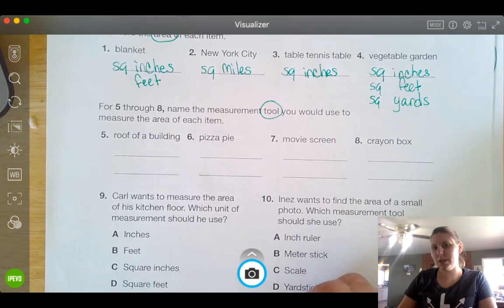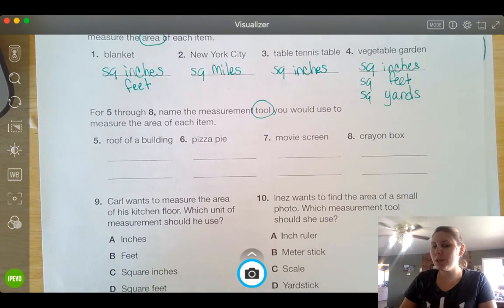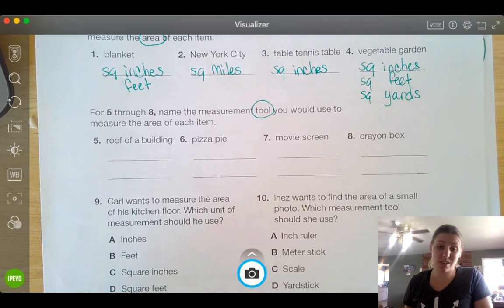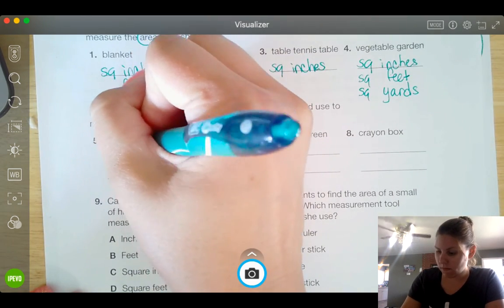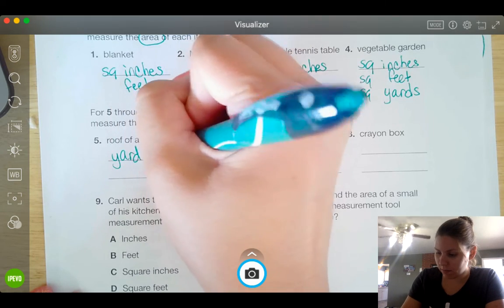So the roof of a building. I probably wouldn't use a ruler. I would probably use a yardstick or a meter stick.